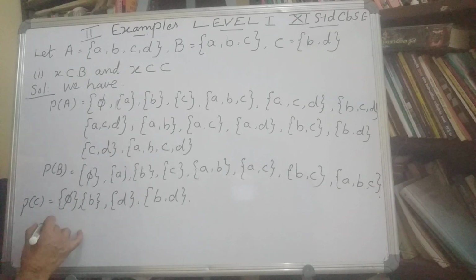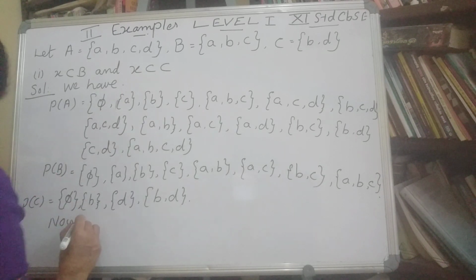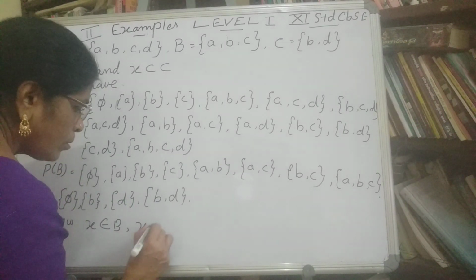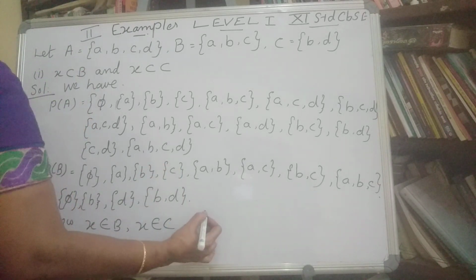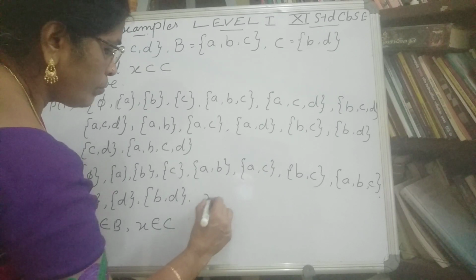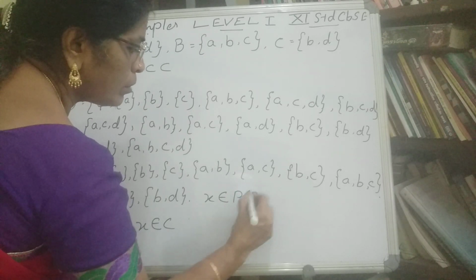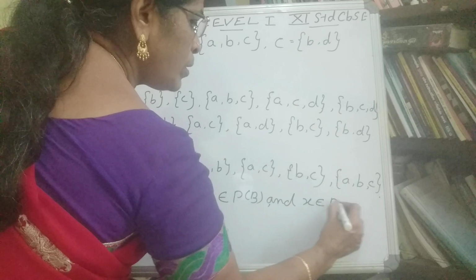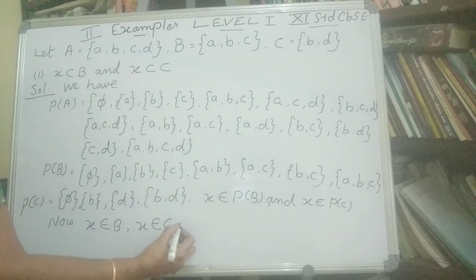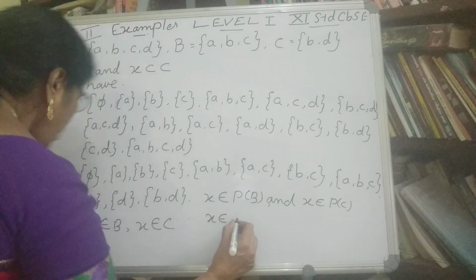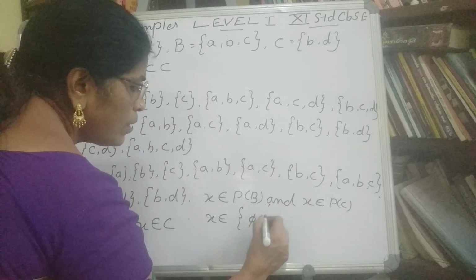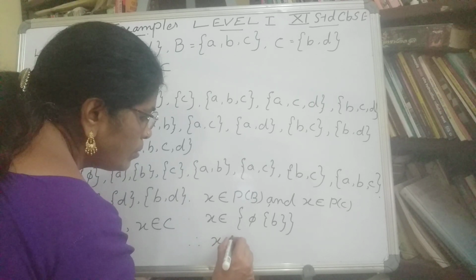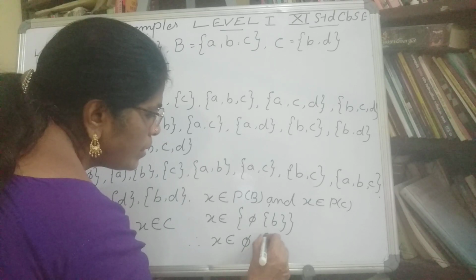Now X belongs to B and X belongs to C. Now X belongs to P of B and X belongs to P of C. Now X belongs to null set, set of null set and set of B. Therefore the answer is X belongs to null set and set of B.